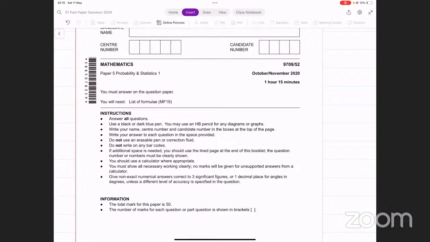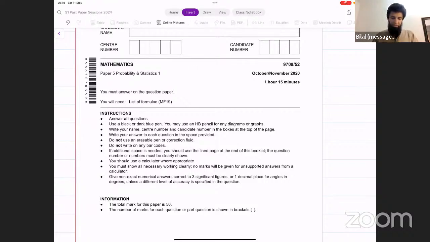Okay, so this is the next paper we want to look at. November 2020, P5 variant 2. Please respond to the poll if you haven't already, so we can discuss the questions that you find difficult from this paper. All right, so from this paper, I see most of you are asking about questions 2, 5, and 6. Let's have a look at those 3 questions from this paper. Questions 2, 5, and 6, right? There's no other question that you asked about.